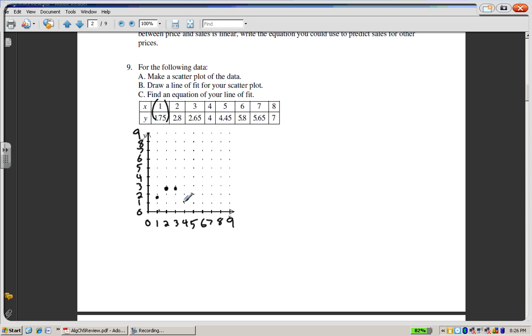4, 4. That one's straightforward enough. 5. This is almost 4 and a half as far as just graphing it. 1, 2, 3, 4, 4 and a half, roughly. 6, 5 and 8 tenths. 6, 1, 2, 3, 4, 5, and 8 tenths, almost to 6, but not quite. 7, this is just a little more than 5 and a half. 7, 1, 2, 3, 4, 5, 5 and a half, a little more. And 8, 7.